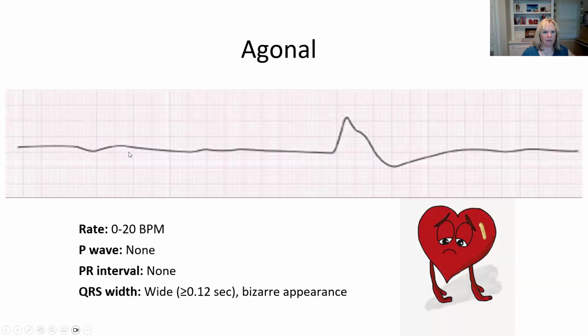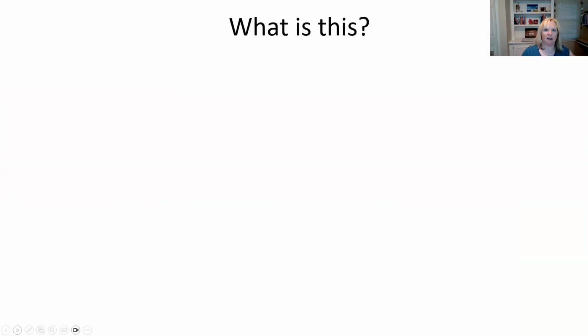It's bizarre, it's slow, and it's a poor, tired heart. Exactly. It's one little lonely heart cell down here trying to run the heart, and they're not going to have a pulse with this. And it's basically the end of the line. And then eventually you'll see asystole.